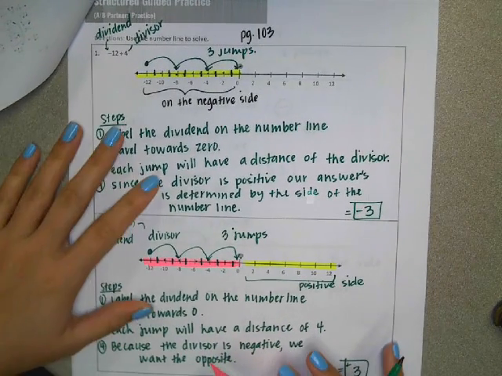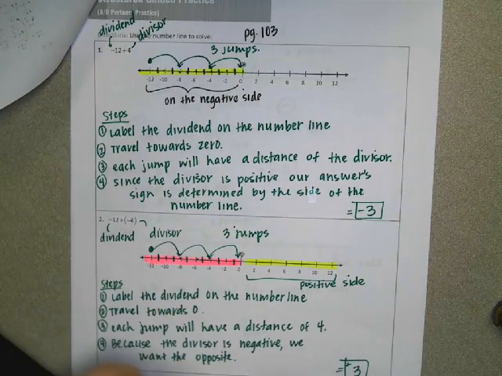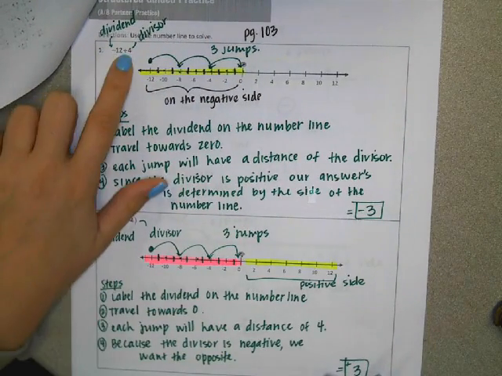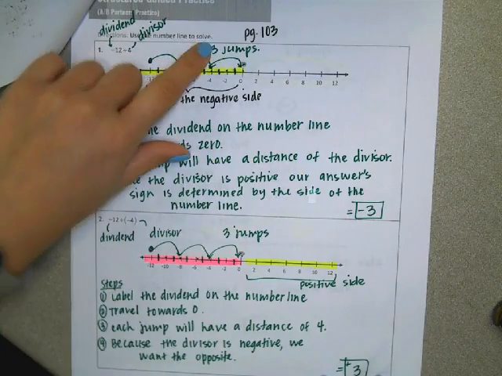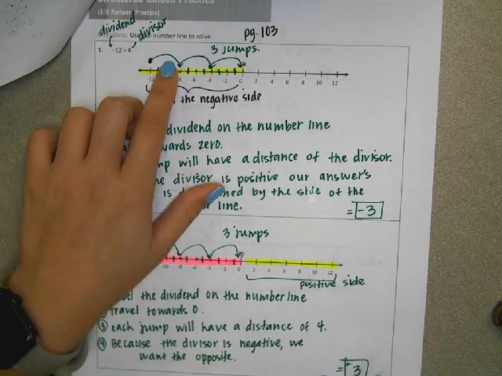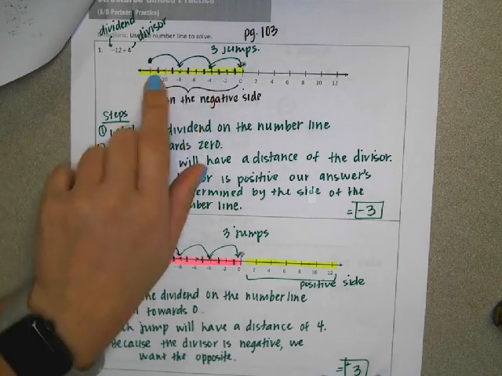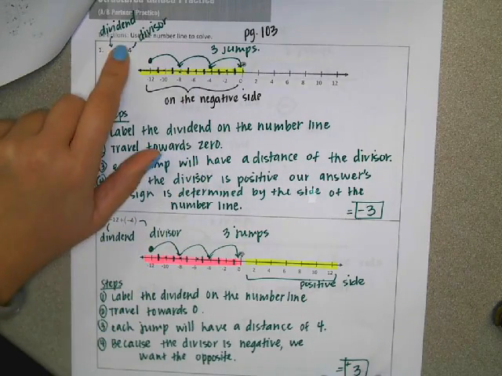So looking at page 103, I have all these notes, and really it's just telling us that when the divisor is negative, we want the opposite side, and my answer is always going to be the number of jumps and the side that I'm on. So here we had a positive divisor, so we didn't change sides. You only change when the divisor is negative.